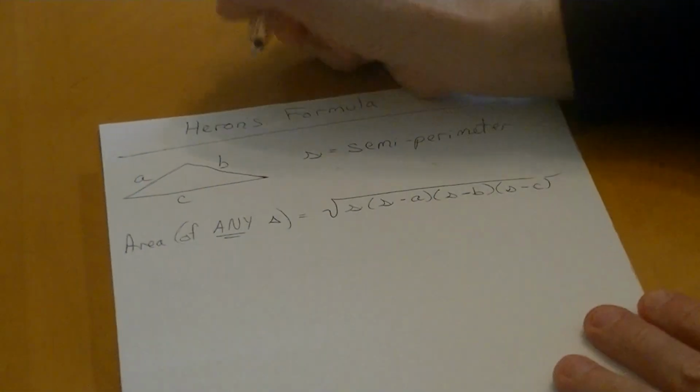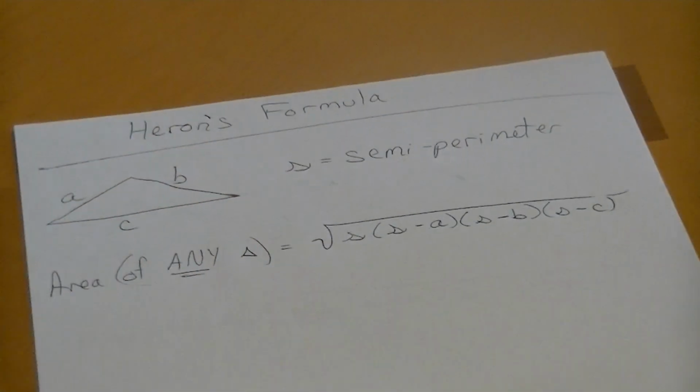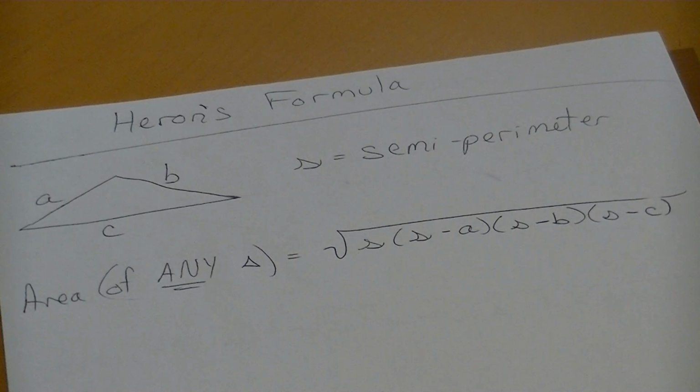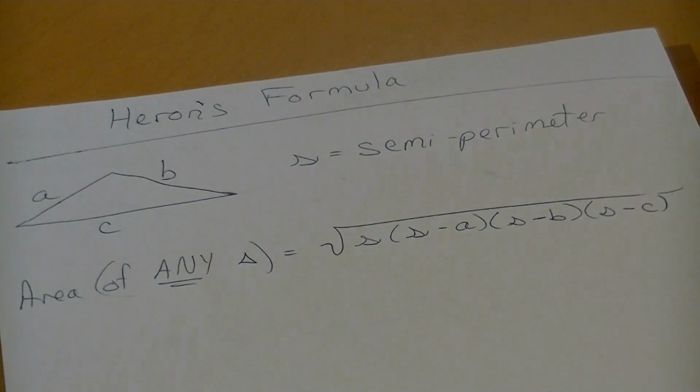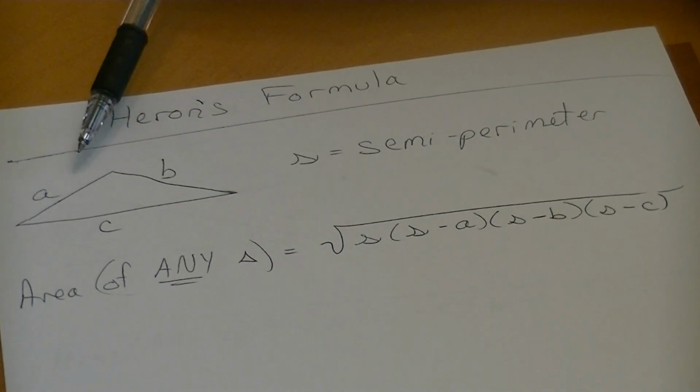Very little known formula, to be honest. Most people do not know about this. This is not in your book. I'm going to show this to you. Heron's formula, discovered a little over 2,000 years ago by Heron. He also went by the name Hero, not a joke.